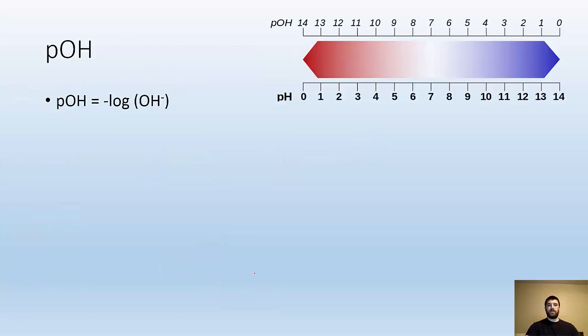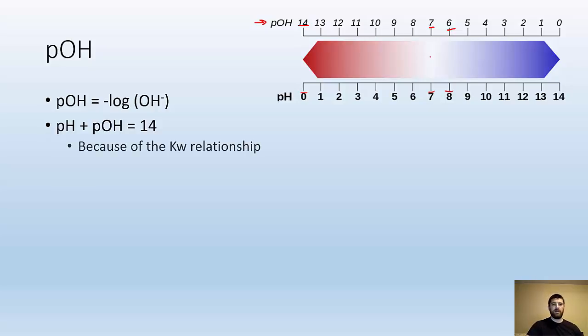All right, pOH. It's pretty much the same thing as pH, except with OH minus instead of H plus. pH plus pOH is always going to equal 14, right? Here I have the pH scale, and it also gives you the pOH scale up top. And if you notice, if you add the two together, it's always equal to 14. A pOH of 7 gives me a pH of 7 as well. pOH of 6, pH of 8. So you've got to know that that relationship exists. It's because of the Kw relationship, right? They have to multiply together to give us 10 to the minus 14. It's how it works.